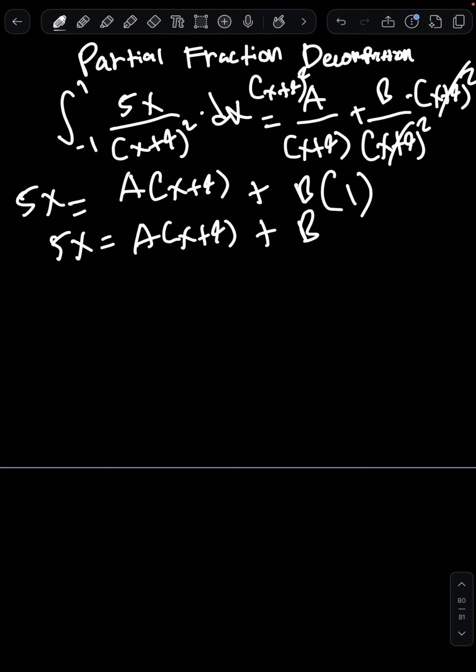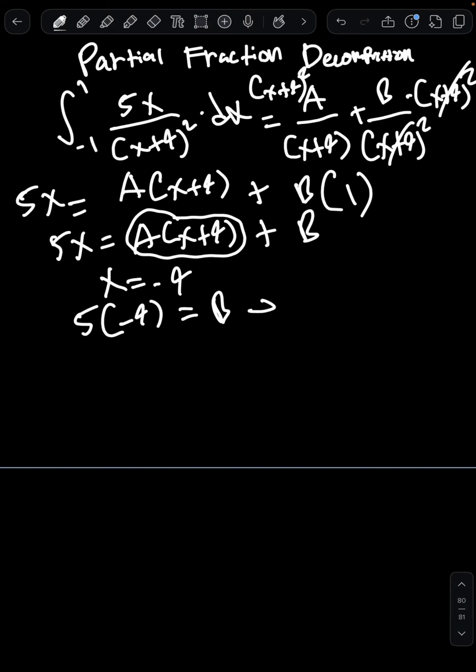So now our goal is to find a and b, and we need to let x equal something so we can get a and we can get b. If we wanted to find b, if we set x equal to -4, this term right here is going to cancel out completely because -4 plus 4 is 0, and a times 0 is 0. So you're really just going to be left with 5 times -4 equals b. So b is equal to -20.